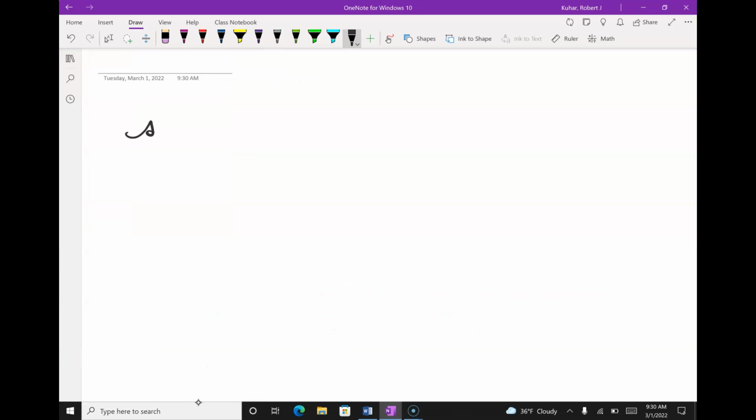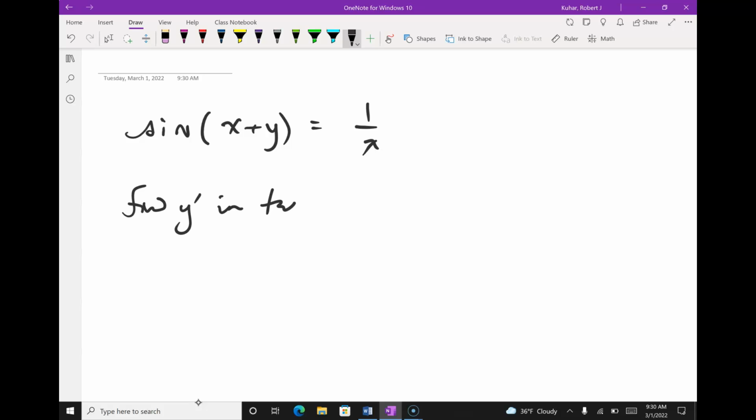I'll say that sine of x plus y is 1 over x. So you see I changed something already. I changed the trig function and I changed what it equals. And of course, I want to find y prime in terms of x. So the question is, find y prime in terms of x.